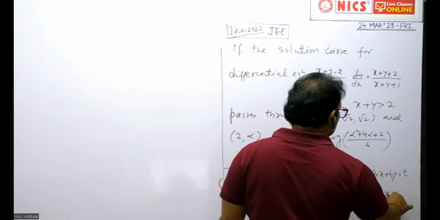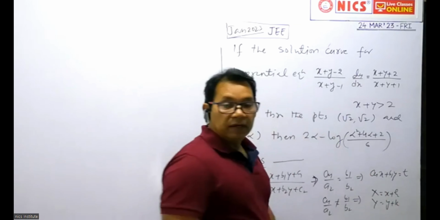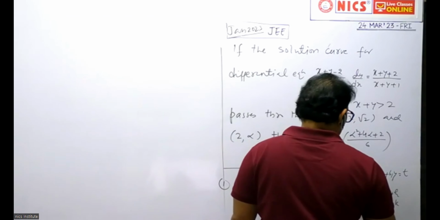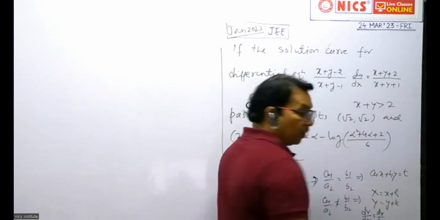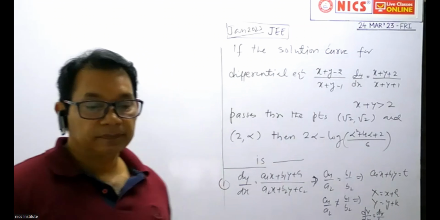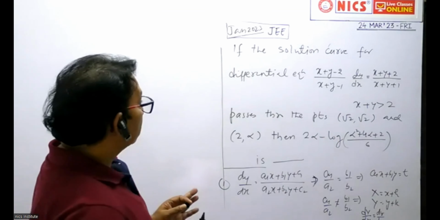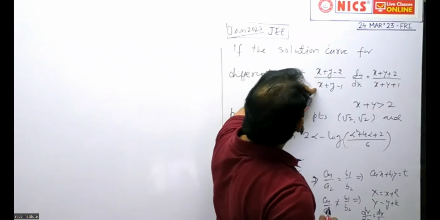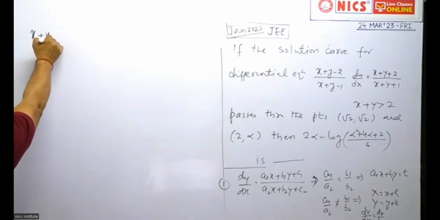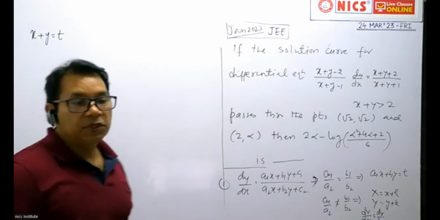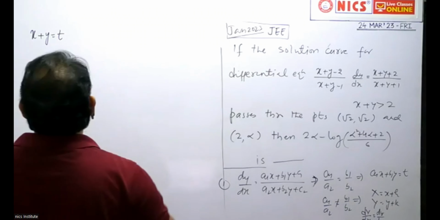But in the case a1 by a2 is not equal to b1 by b2, then it's an altogether different question. We write capital X equal to x plus h and capital Y equal to y plus k, and then replace dY by dX equal to dy by dx. This is when a1 by a2 is not equal to b1 by b2. So over here, 1 by 1 equals 1 by 1. That means the first substitution you have to make is x plus y is equal to t. Substitute x plus y is equal to t, and then after that, it becomes a question of variable separation.